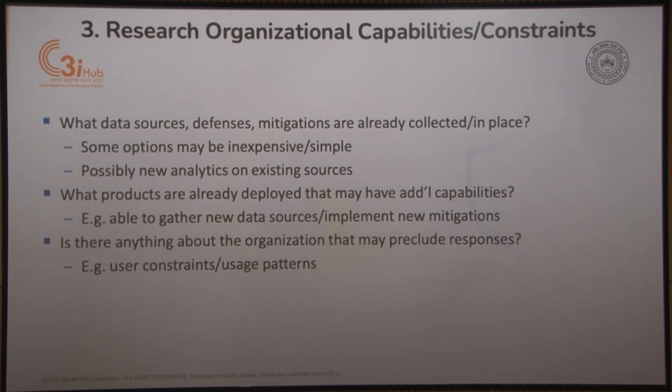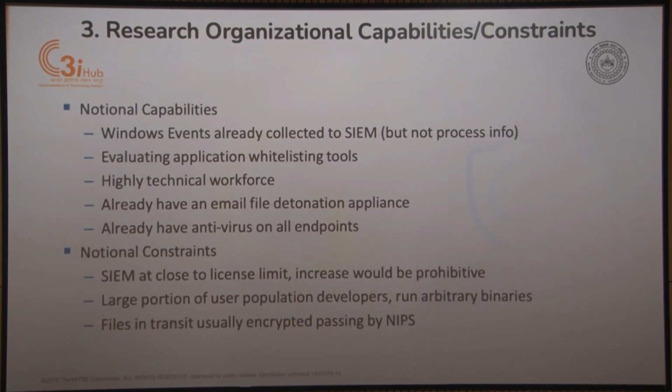Then we can see what products are already deployed that may add capabilities in the victim infrastructure, like whether we will be able to gather new data sources or implement any new mitigation in the current scenario only. Also, is there anything about the organization that may preclude responses, such as user constraints and user usage patterns? So, here is the list of notional capabilities and constraints we listed. For our case, this is just an assumption that Windows events are already collected in the SIEM, but not the process info.